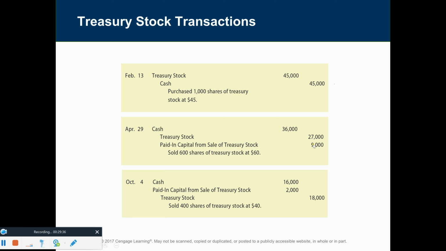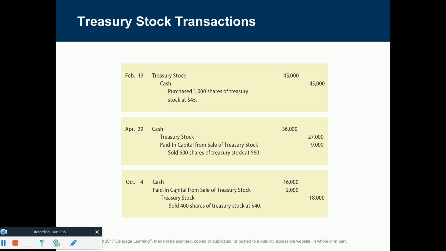And then on October 4th, when we sell the remaining 400 shares at 40, 400 times 40, we will debit cash for $16,000, but we will credit common stock for the number of shares that we sold, 400 times the original amount it came into the Treasury. It came into the Treasury at 45, so it's going to come out of the Treasury at 45. So 400 shares times $45 is $18,000. You can see we sold it for less than what it came into the Treasury at.